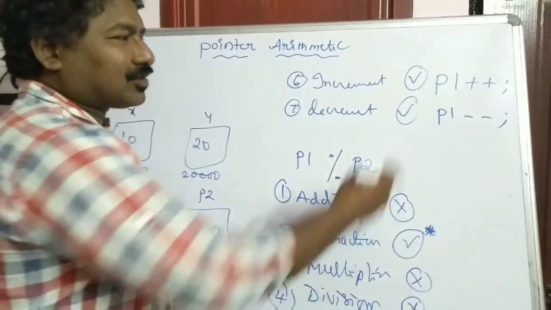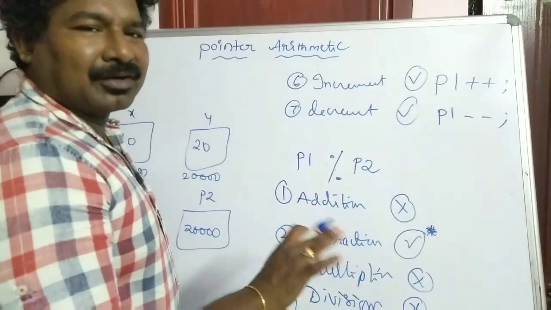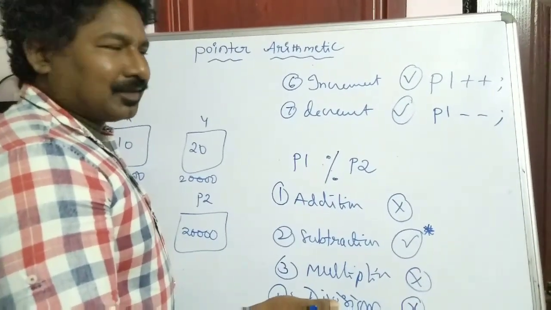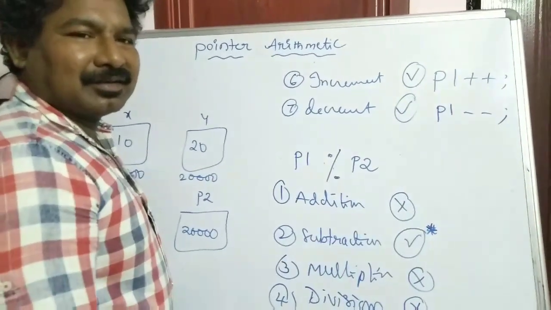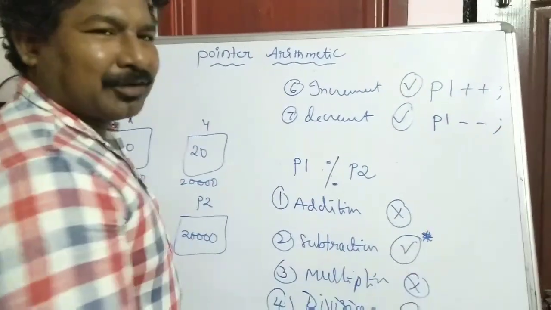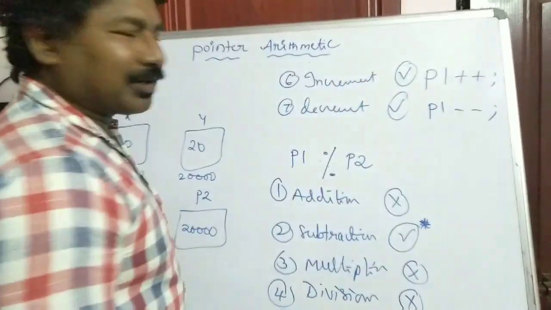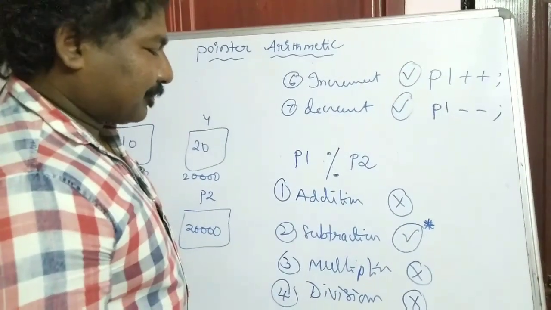Where are these two operations valid? These two operations are not valid for variables. They are valid for arrays. When you increment a pointer which is pointing to an array, it moves to the next element. When you decrement a pointer, it will move to the previous element. So these two operations are valid for pointers.